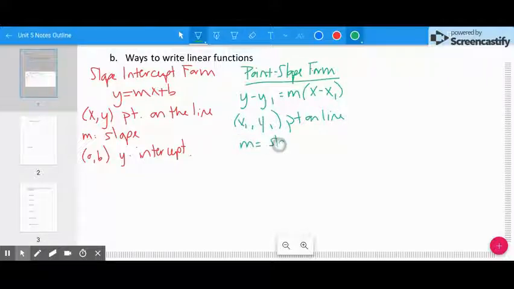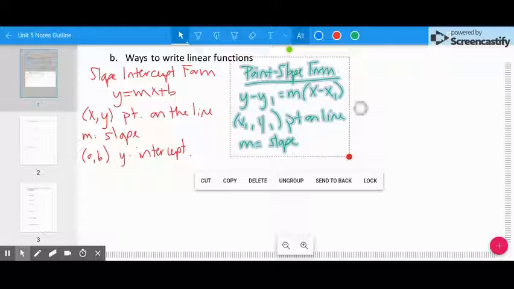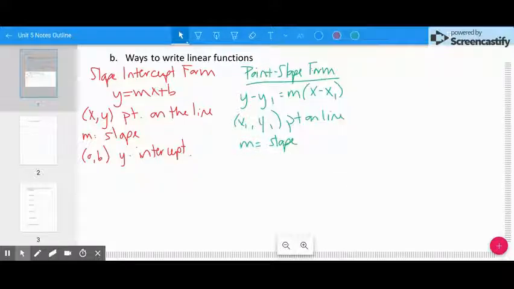And if you look at this, if we take the x minus x1 over here and divide it over, it's literally the slope formula. So the reason why it's called point slope is because it's literally the slope formula, but we solve for y minus y1, which in our slope formula, that's really y2, and then the x would be x2. But that's where that point slope equation comes from.